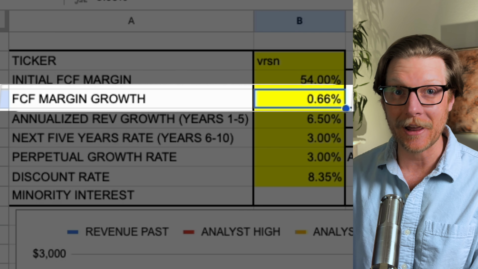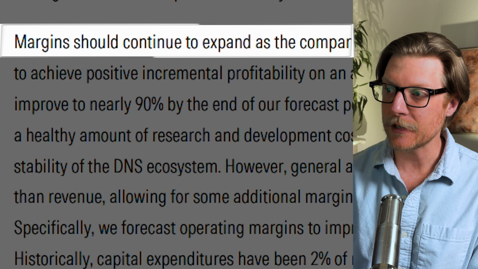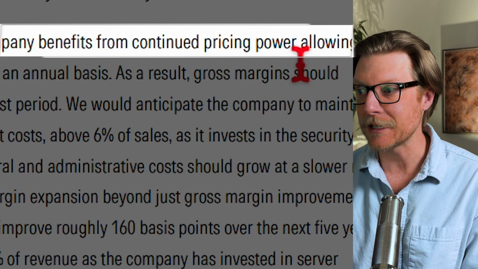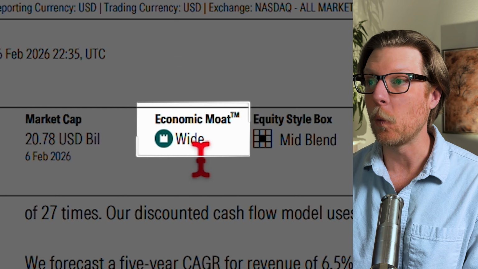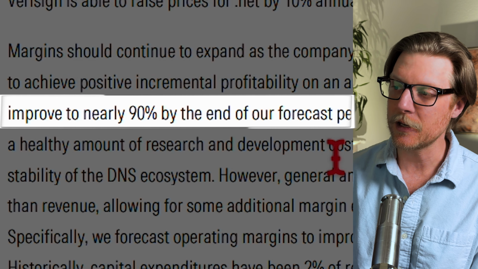So let's talk about where I got that. If I go back to the Morningstar Equity Analyst Report, I can see right here that they say margins should continue to expand as the company benefits from continued pricing power. This comes from their having a wide moat. As a result, gross margin should improve to nearly 90% by the end of the forecast period.